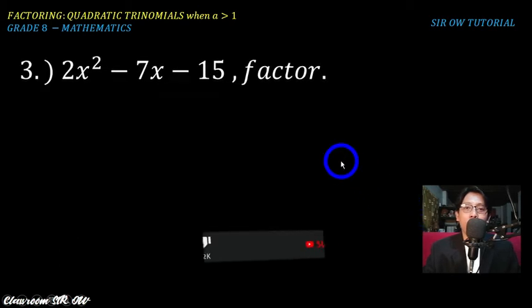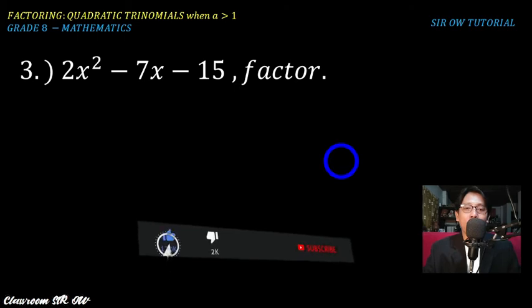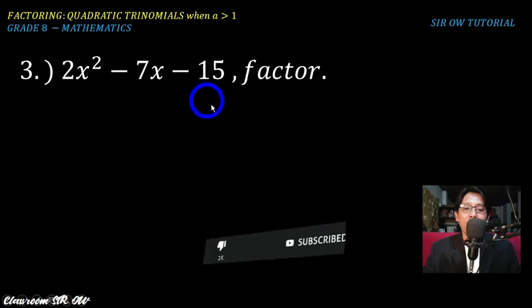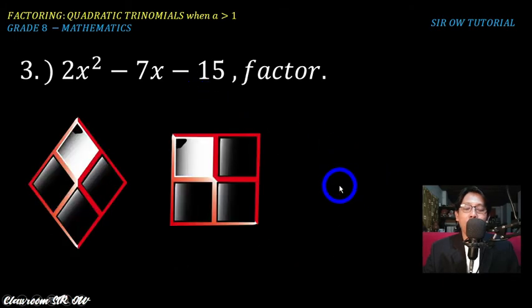Question number 3. And question number 3 is actually our last example. We are asked to factor 2x squared minus 7x minus 15. Again, we'll make use of the diamond method. What we are going to do is just multiply 2 and negative 15. Of course, that is negative 30. And we just copy the coefficient of the linear term, which is negative 7. So what you're going to do is we will look for two integers that the product is negative 30 and the sum is negative 7.